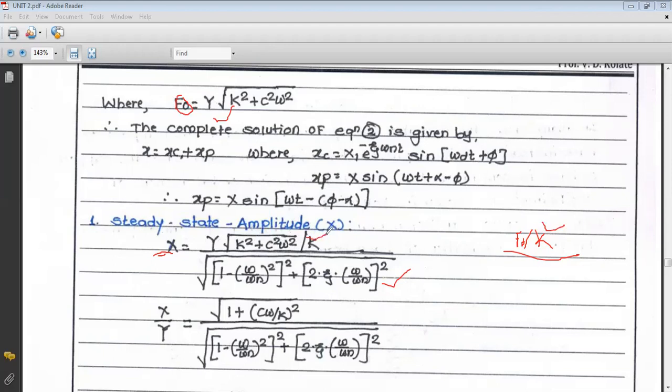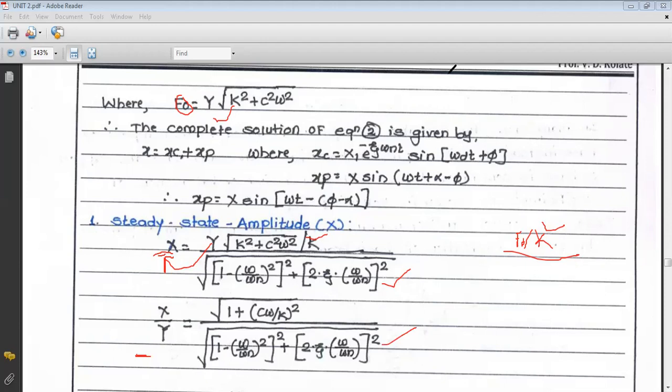Now take this y term to this side. So we get x upon y is equal to, now divide this k into this bracket term. If we take this k into the square root, that becomes k square. So divided by k square, we get k square upon k square, 1 plus c square omega square upon k square, that becomes c omega upon k in brackets, divided by the denominator which is same, that is square root of 1 minus omega upon omega n whole bracket square plus 2 zeta omega upon omega n whole bracket square.